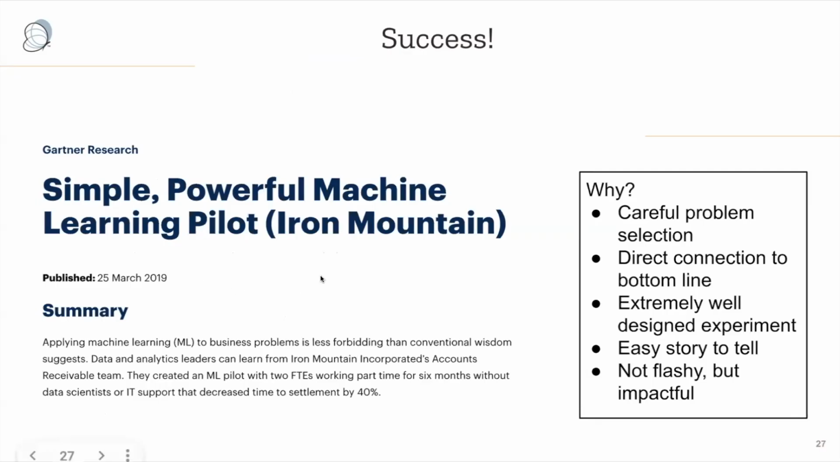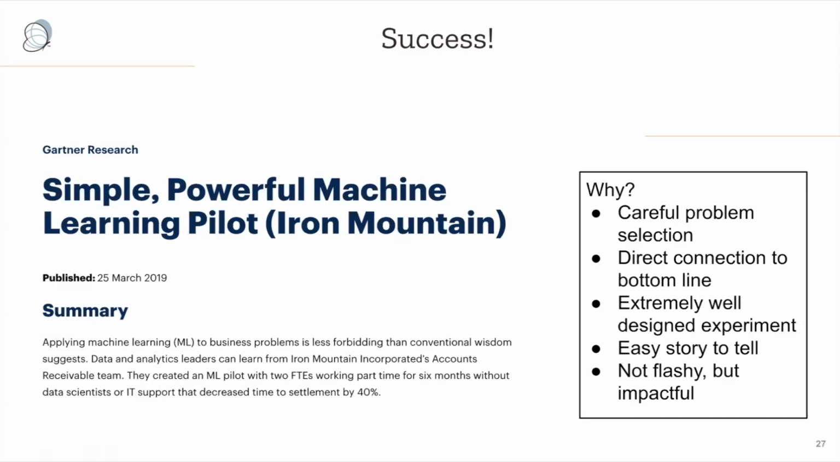So, here is the Gartner research report that was written about it. This was published back in March of 2019. We did the work for them a couple of years earlier. I can't remember the exact year. But the summary here says applying machine learning to business problems is less forbidding than conventional wisdom suggests. Data and analytics leaders can learn from Iron Mountain Incorporated's accounts receivable team. They created an ML pilot with two FTEs working part-time for 6 months without data scientists or IT support, and we were working with them, that decreased time to settlement by 40%.